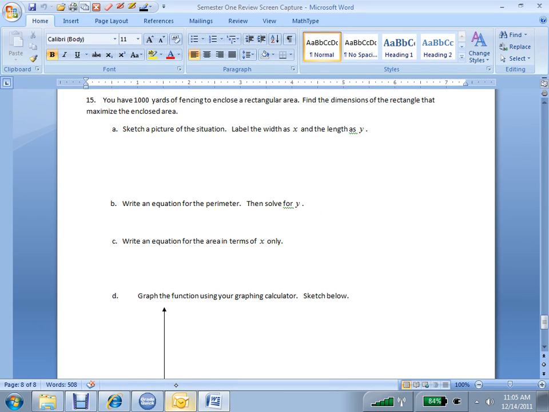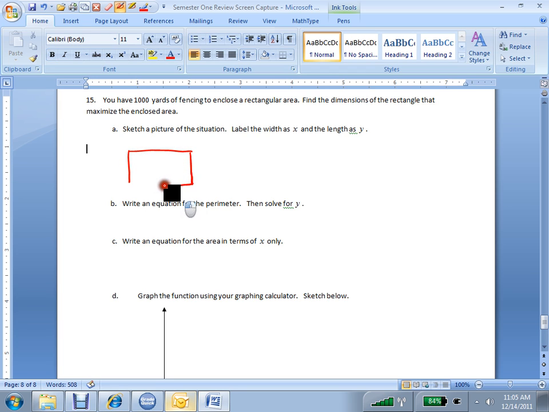Okay, folks, we're ready to do problem number 15. Well, first I read the problem and I'll draw a picture of the situation. Looks like it is a rectangular pen. I'm going to call the X that dimension and Y the length.